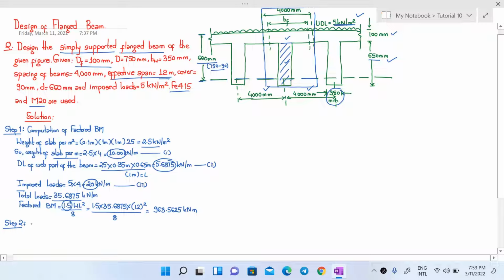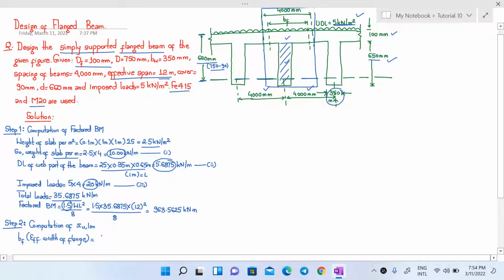So after calculation of this factored bending moment, what is our second step? Our second step involves the computation of axial limiting. We have to determine this axial limiting to know whether our neutral axis is in the web or flange of the beam. So before computation of axial limiting, let us find the effective width of flange. Let's say that is given by BF, which is the effective width of flange.